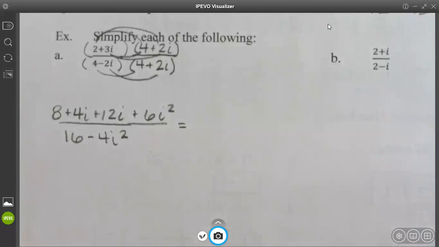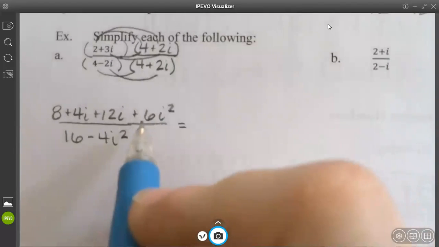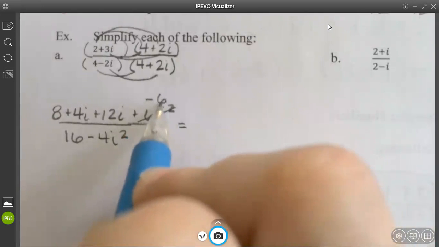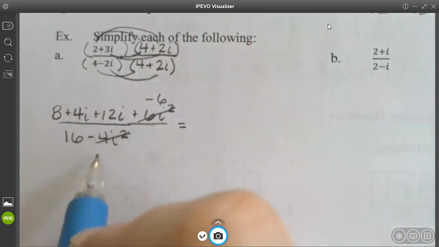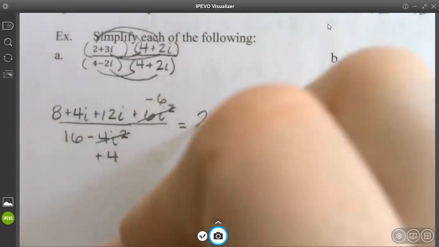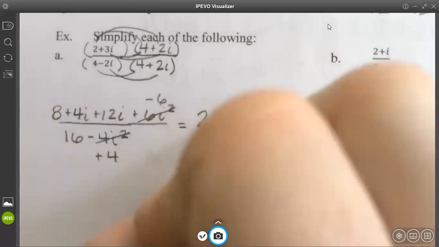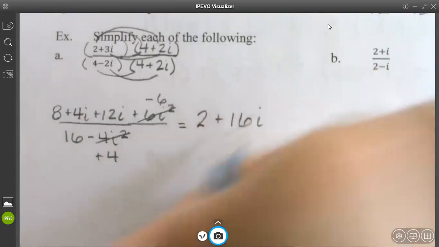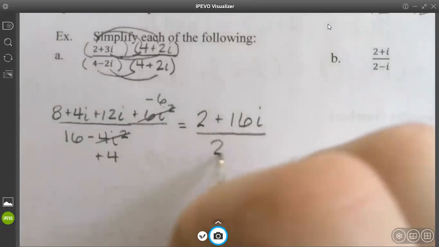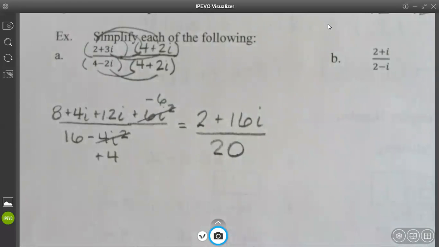On the top, if you guys want to do it all at one time, what is i squared? The sign changer, so I can change this just to -6. On the bottom, this is going to change to +4. And then we can do it all together. What's 8 minus 6? 4 plus 12. On the bottom, 16 plus 4 is 20. The very last thing that you need to do is see if you can simplify it.